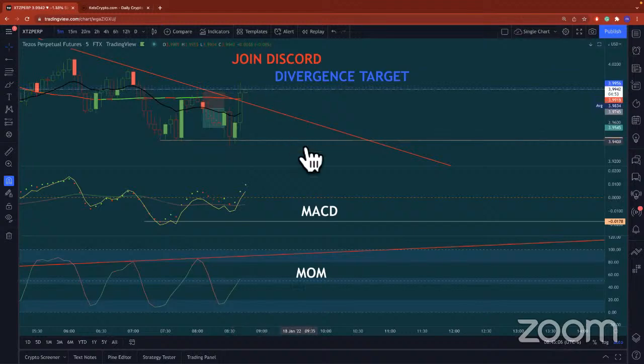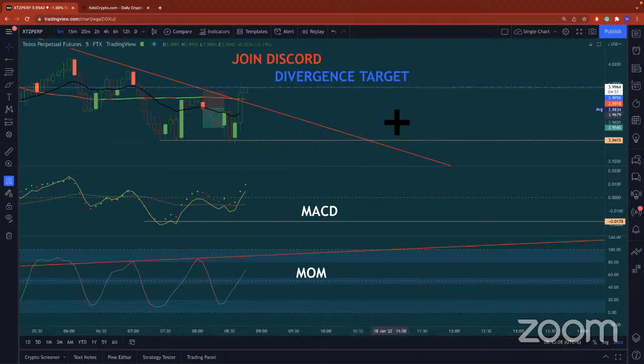So again, divergences are the easiest way to trade crypto and to make money off of it. And you would have had 2 trades already, and if you would have taken this trade, this one jumped on you pretty quick. You would have done really well on that one.